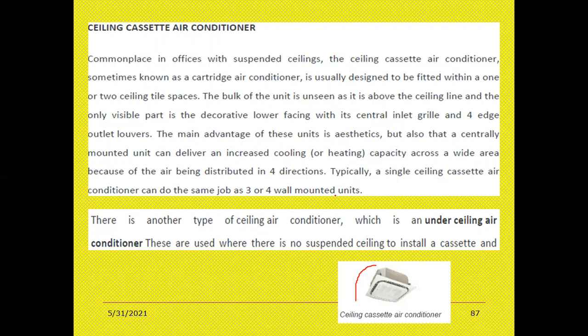So what is the differentiation, what is the comparison it is making? Whenever you are using wall mounted, as we said previously, the wall mounted air conditioner, versus this type of cassette air conditioner, one cassette air conditioner is equal to four wall mounted air conditioners. See the differentiation between the wall mounted and cassette type or cartridge air conditioning system.